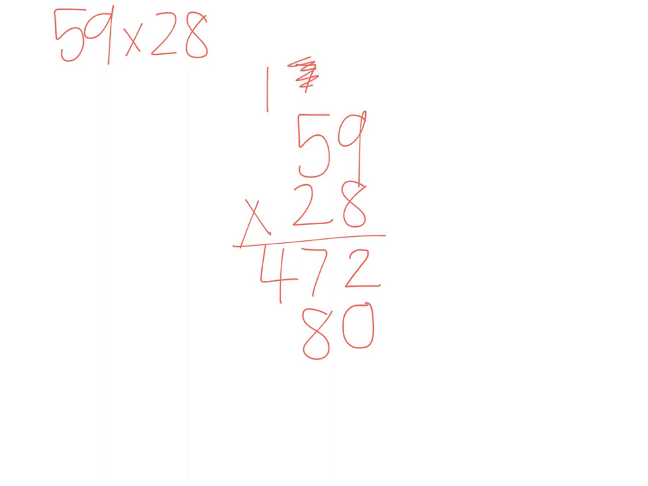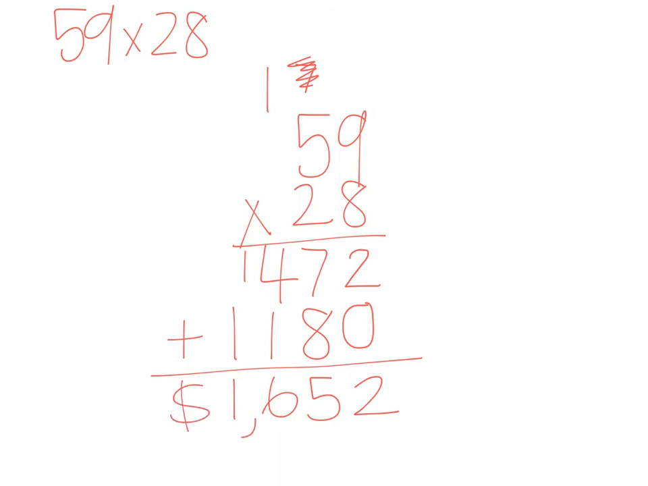Now what am I going to do? We just did the 2 times 9, so now we're going to do 2 times 5. 2 times 5 is 10, plus that extra 1 is 11. Let's add that and see if we get the same answer. $1,652. Is that the same answer that we got before? Yes.